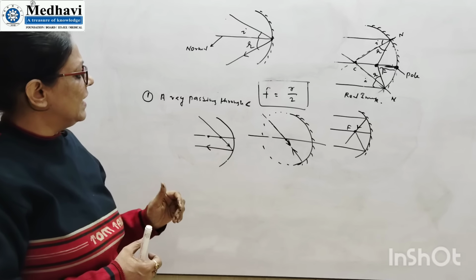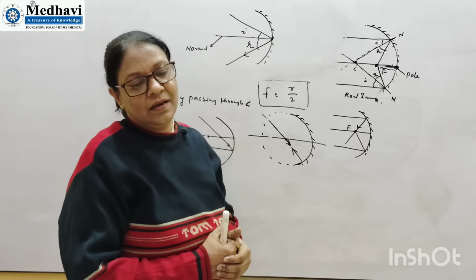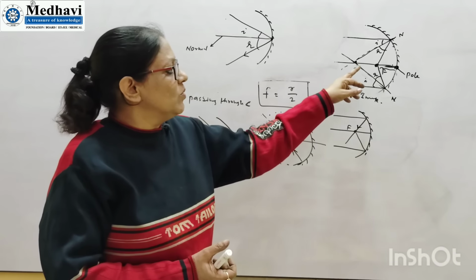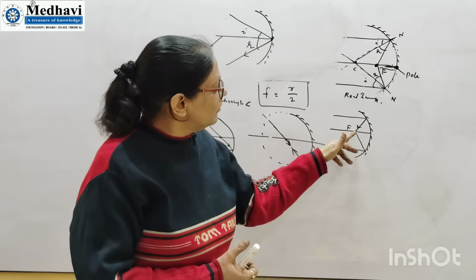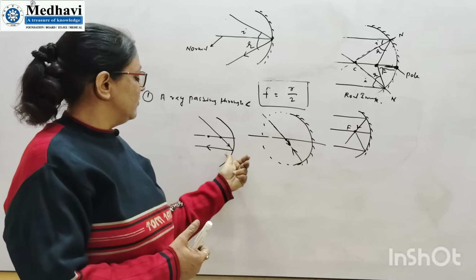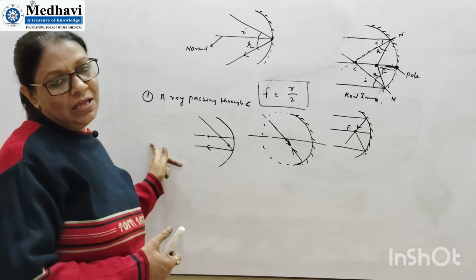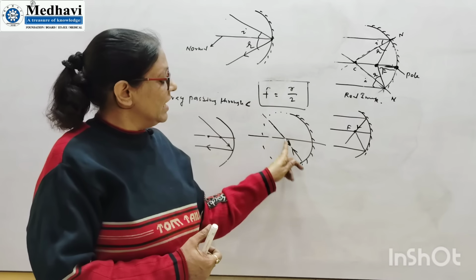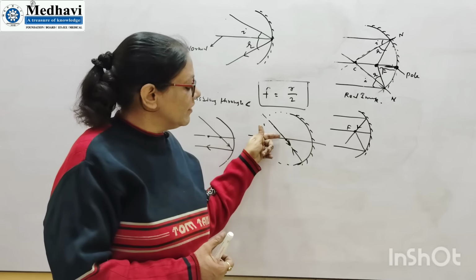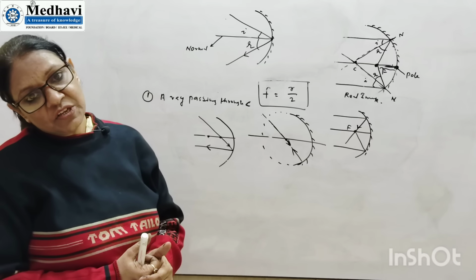Once we have this idea, if the ray is passing parallel, we can easily say the image will be at focus. If the ray passes through the focus, the image will be at infinity because the reflected ray goes parallel. If the ray is at the center of curvature, it will retrace its path, so the image will also be at the center of curvature only.